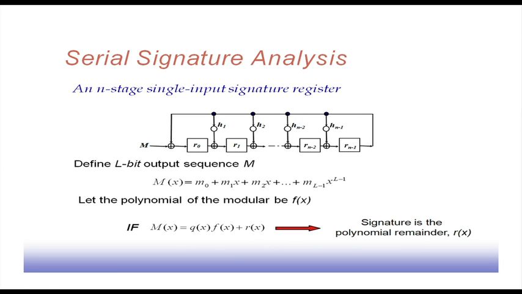So, after all the L bits have been shifted through this M, it has come to this LFSR, then whatever be the content of the LFSR, that is actually the remainder, and that we use as the signature. We will continue in the next class on this.